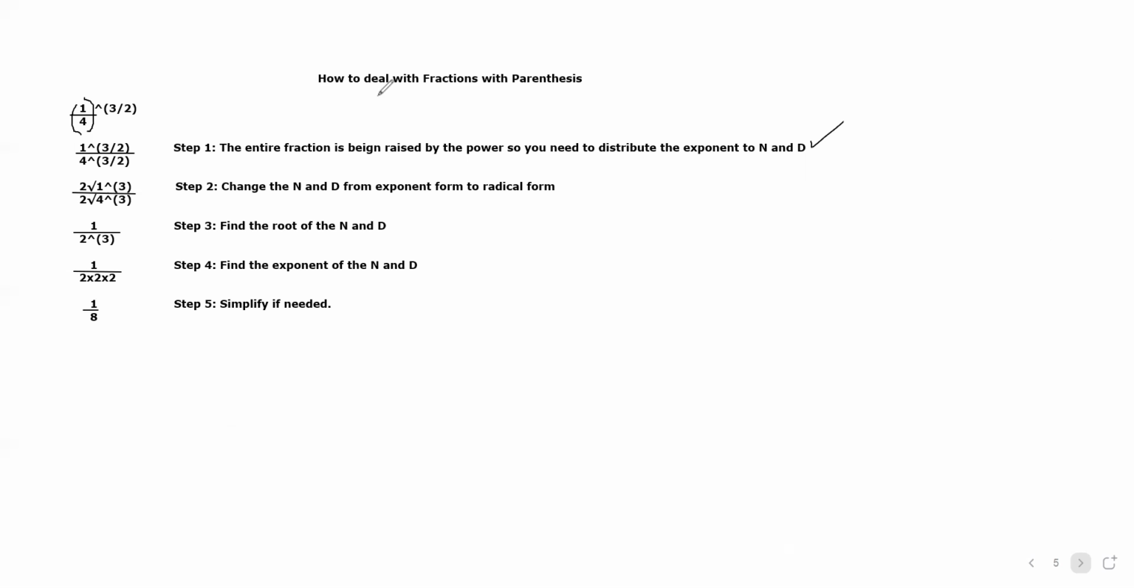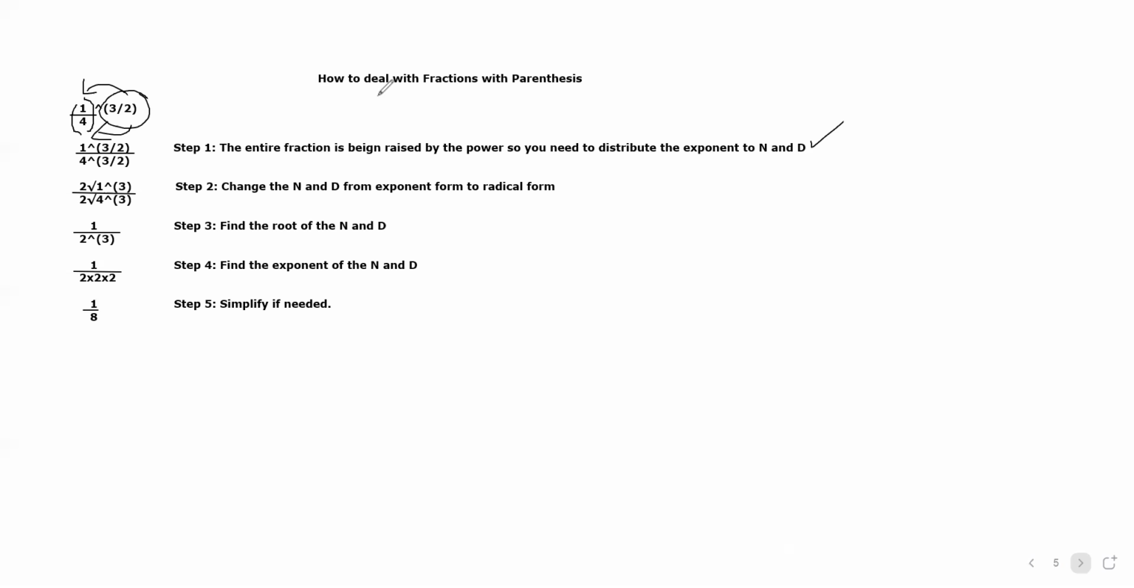Okay, so hopefully you're with me so far, right? All that happened was this went to the top and this went to the bottom. That's it. That's all I did, right? Because that's what the parentheses means. The parentheses means that the whole thing is being raised. That means each one is being raised by that.